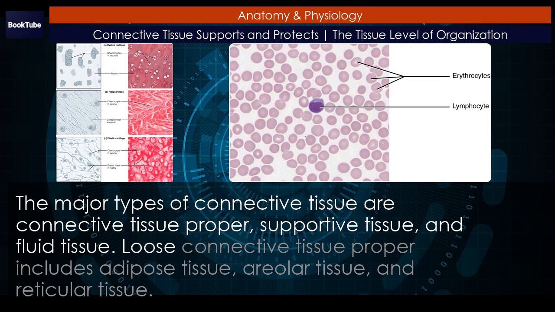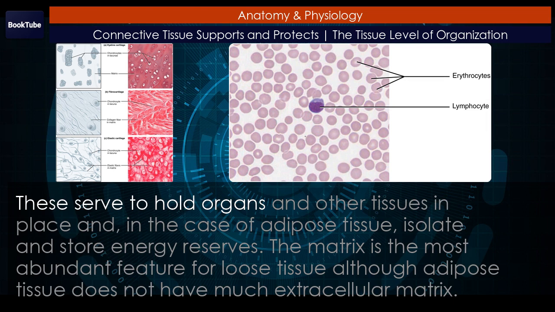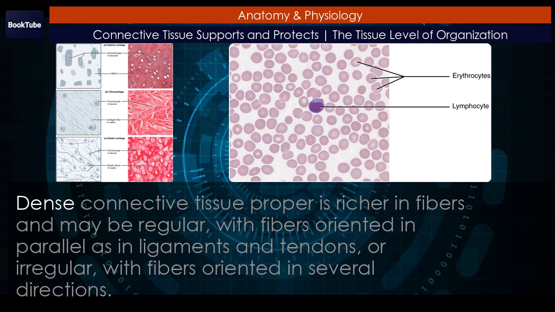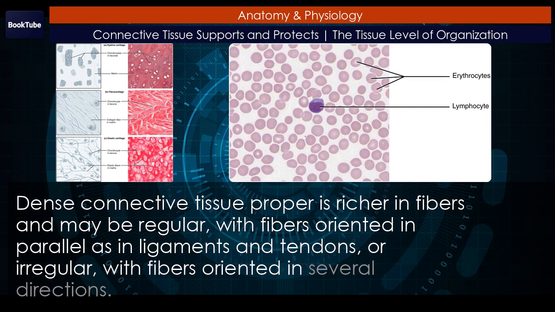Loose connective tissue proper includes adipose tissue, areolar tissue, and reticular tissue. These serve to hold organs and other tissues in place and, in the case of adipose tissue, isolate and store energy reserves. The matrix is the most abundant feature for loose tissue, although adipose tissue does not have much extracellular matrix. Dense connective tissue proper is richer in fibers and may be regular, with fibers oriented in parallel as in ligaments and tendons, or irregular, with fibers oriented in several directions.